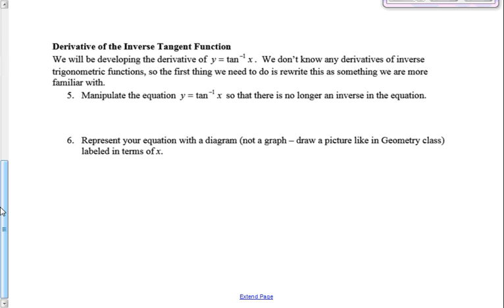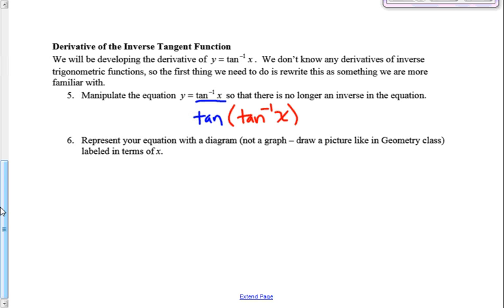So what would I have to do to the tangent inverse of x so that I no longer had a tangent inverse? And the answer is, well, if you take the tangent of the tangent inverse of x, I would no longer have a tangent inverse.